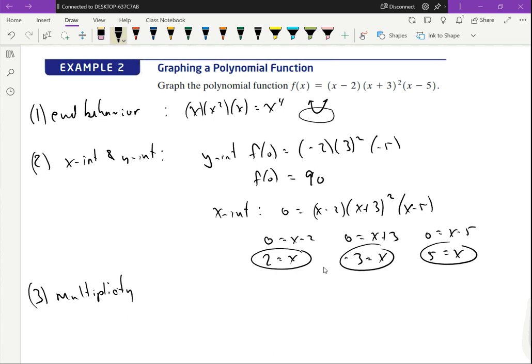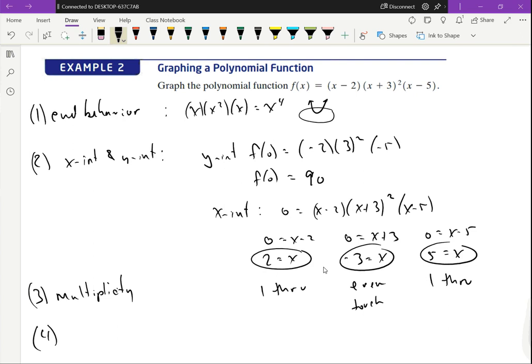That's when we take a look back at the exponents on each of these items. So x minus 2 is going to have a multiplicity of 1, so we're going to go through the graph. At negative 3, that's got an even multiplicity, so we're going to touch the graph and turn at the graph. And x minus 5 had an exponent of 1, so that's also an odd multiplicity, so we're going to end up going through the graph there as well.